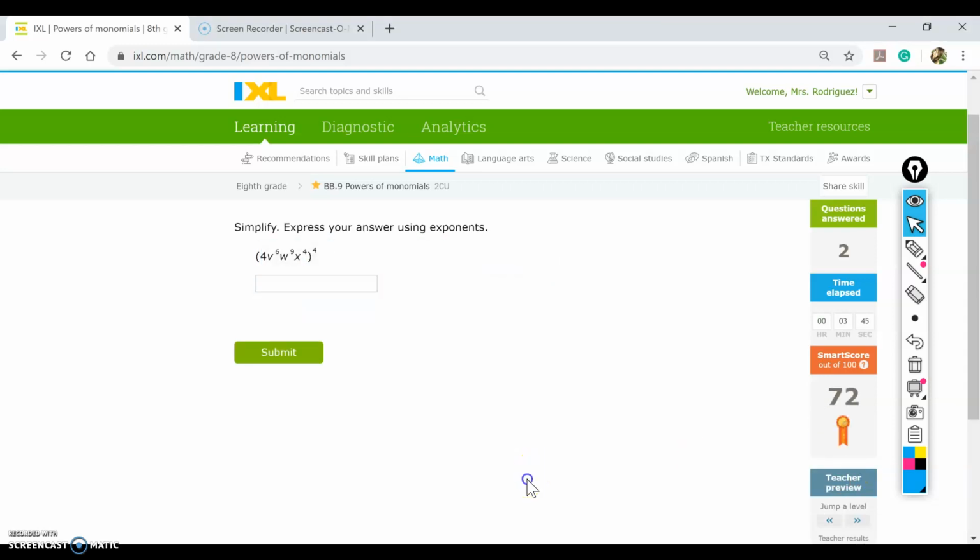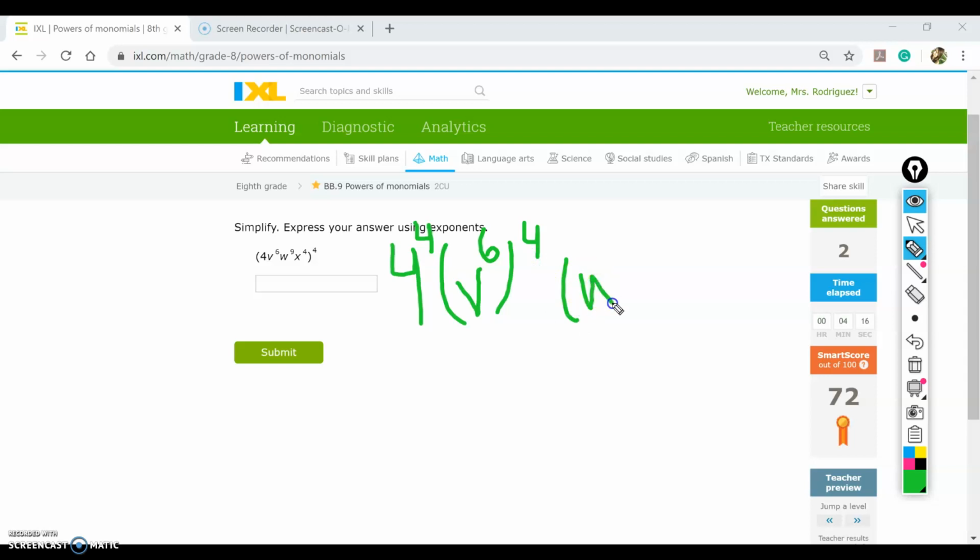Ooh, now I have this one with different variables. Interesting. Let's see how we can do this one, but it's exactly the same thing actually. So it would be 4 to the power of 4, because that's the exponent I have. Remember that you're doing it on the calculator. So 4 to the power of 4, and then I would have v to the power of 6 times the power of whatever I have outside of the parentheses, which is 4. And then I would have w to the power of 9 times whatever I have outside, which is 4. And then I would have x to the power of 4 times whatever is outside, which is to the power of 4.